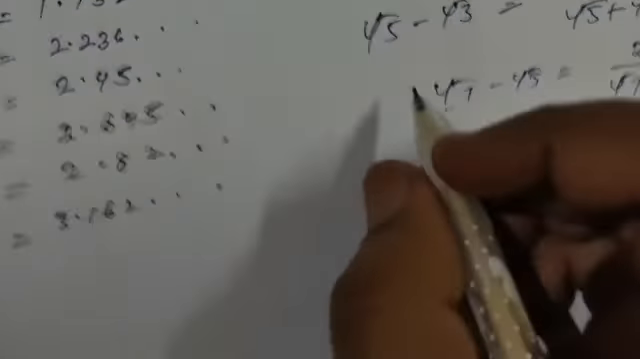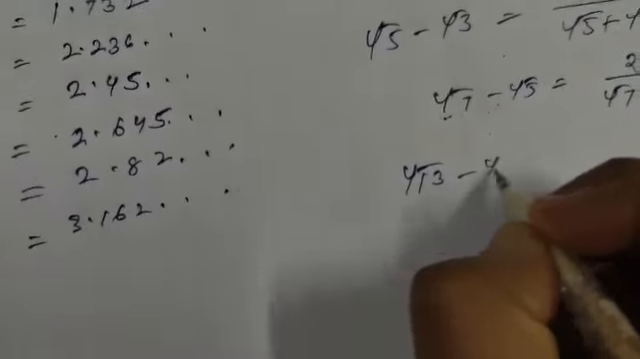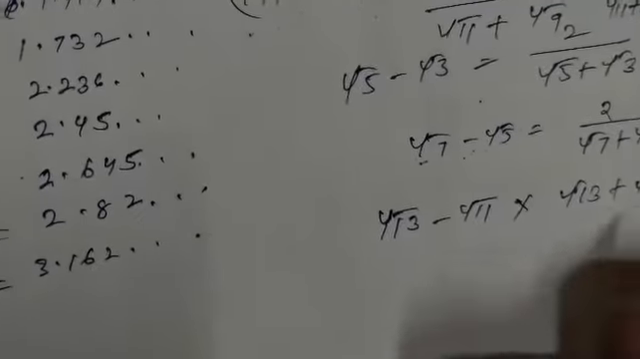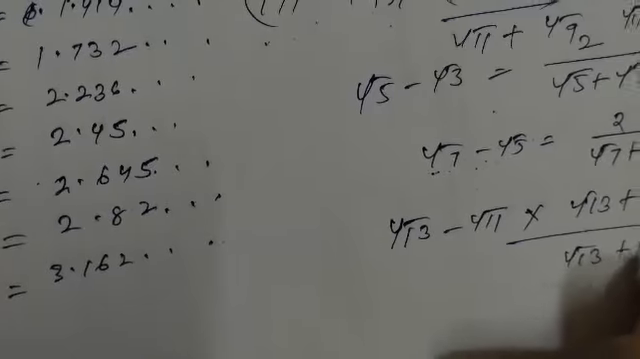Last, root 13 minus root 11: you multiply by root 13 plus root 11 upon root 13 plus root 11. Clear?